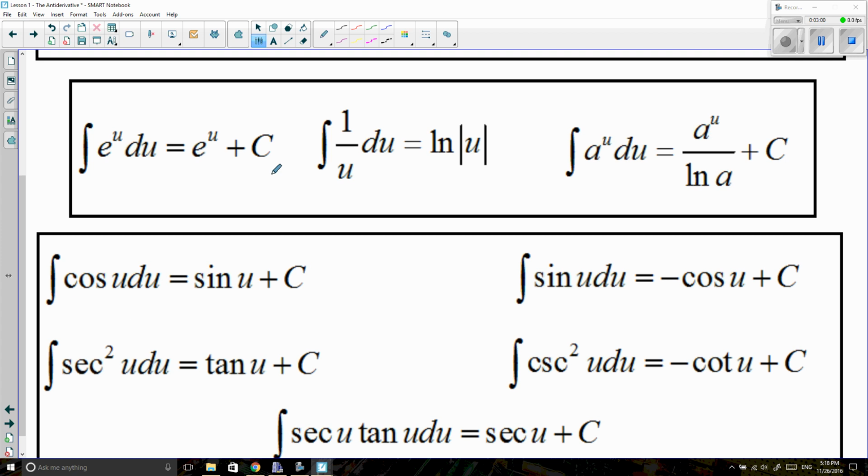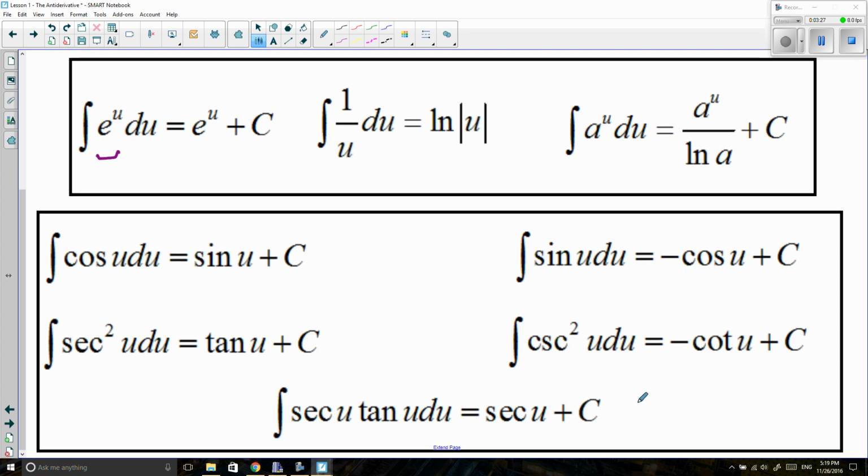And here are some more antiderivatives. One that sticks out, obviously, is e to the power of u. When you take the antiderivative, you just get the same thing, e to the power of u. 1 over u is a very specific type of function. When you take the antiderivative or integral, you get ln of u. You'll notice that when I teach a lesson, I'll use the words antiderivative and integral interchangeably because they're the same thing. Here are some trig functions that you may see. Once again, they're all on your formula sheet, but they're all just the reverse of the derivative.